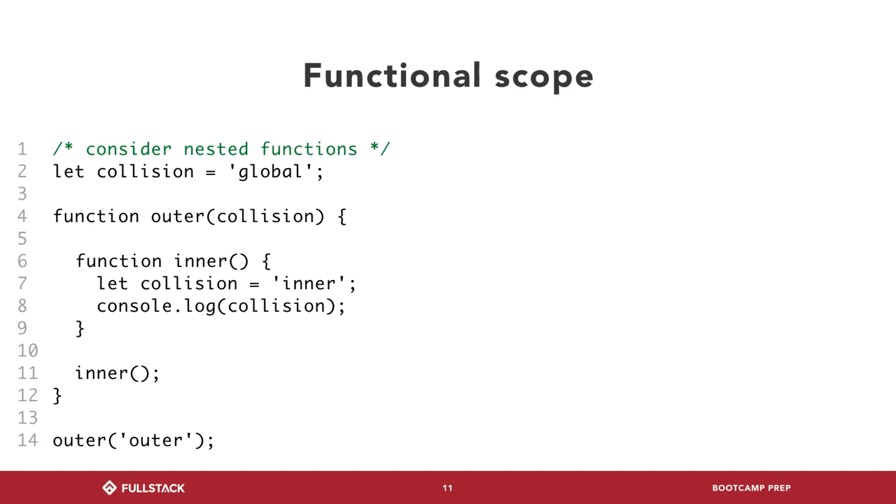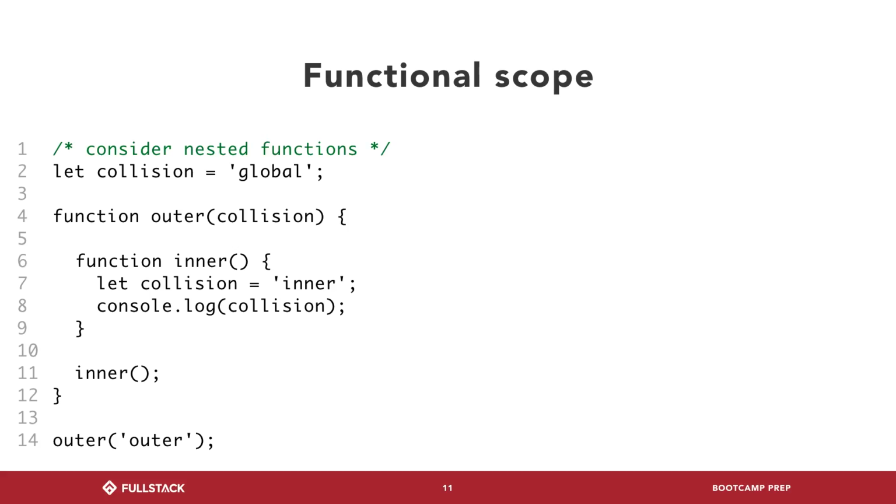So when I'm in the inner function, once again, I run down the lines through this code. Between lines 2 through 12, nothing's being run, so to speak. The first thing that gets run on the page is on line 14, where I call the outer function, and it takes in a string called outer, and that string outer becomes this parameter called collision. And then on line 11, I actually run the inner function.